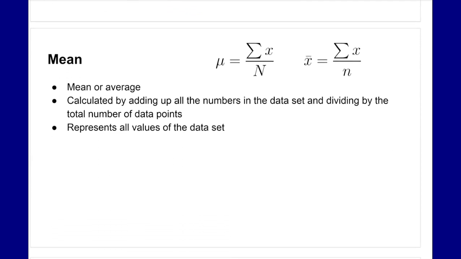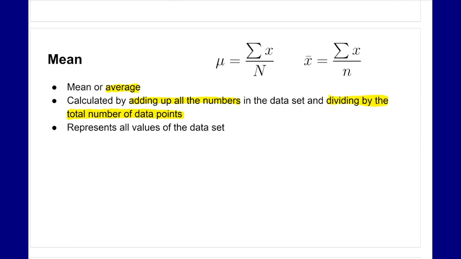So the first one is the mean, and the mean is also known as the average. We can calculate the mean by adding up all of the numbers and dividing by how many there are, or the total number of data points. Right? So you add up all the numbers and divide by how many there are. And the mean represents all values of the data set, again, because it's including all of them. And we have our two formulas here. Again, there's nothing too complicated about it.